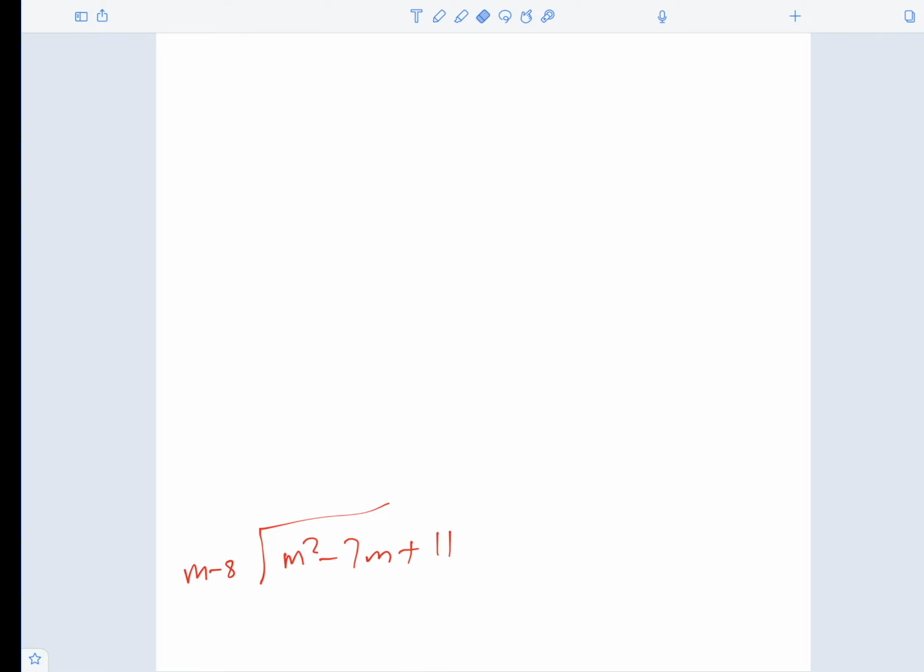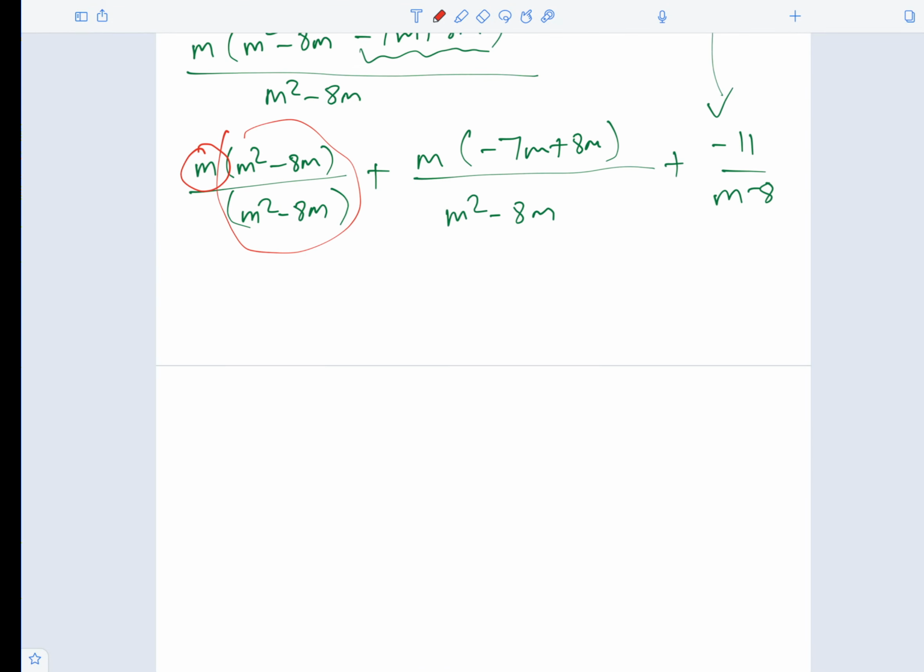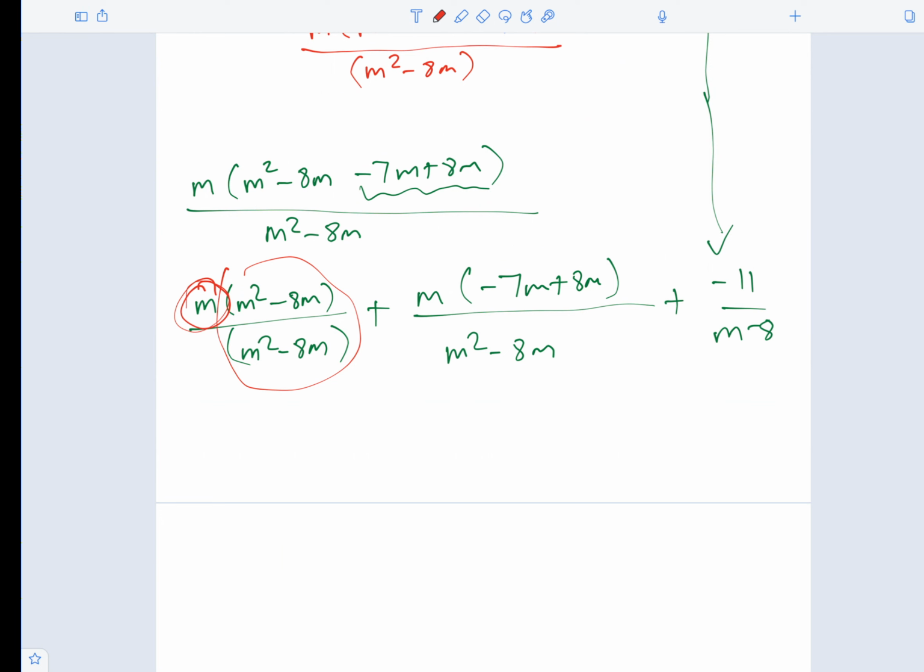minus 11, sorry about that. Right, what we do is we look at these two values and we say how many times does m go into m squared? We say m times. That's this m. Okay, so now we're left with m plus m times, now 8m minus 7m is 1m over m squared minus 8m plus negative 11 over m minus 8.